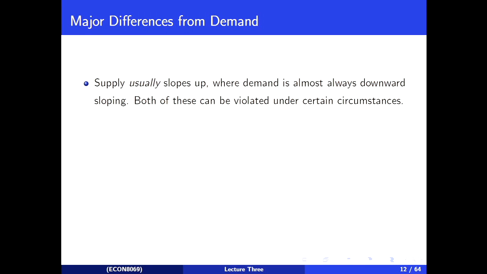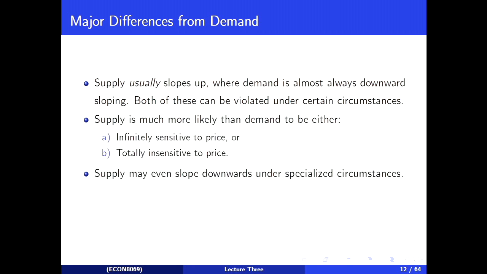Okay. Differences between supply and demand, because so far really I've talked about them being the same thing basically. Major differences: supply usually slopes upwards. Demand is almost always downward sloping. As you've either seen or will see in your tutorials, even demand is not always downward sloping, but demand is almost always downward sloping, whereas supply only usually is upward sloping.